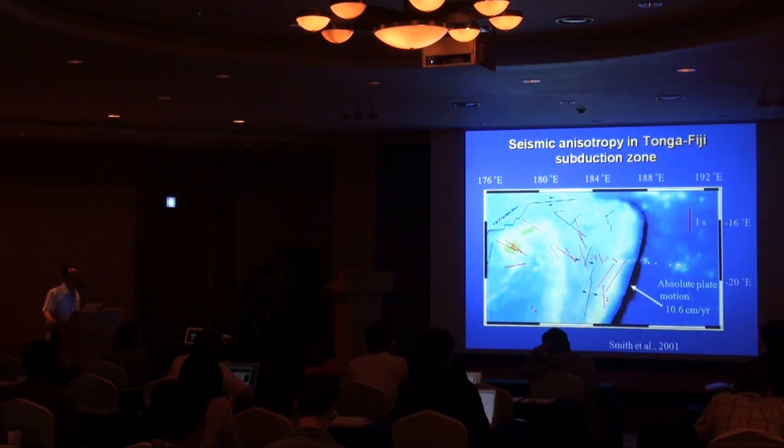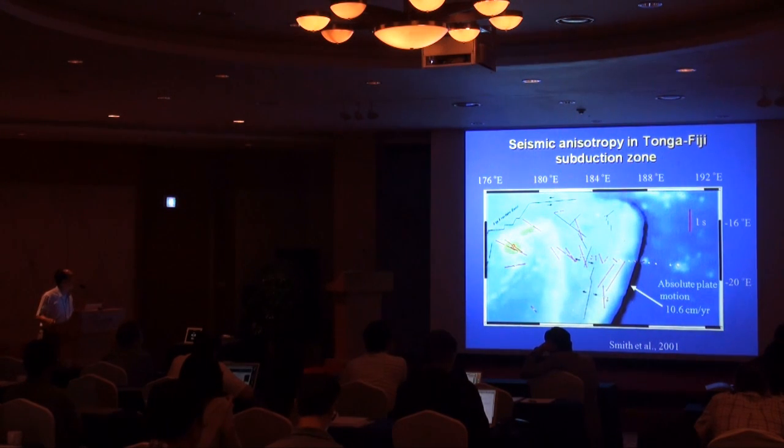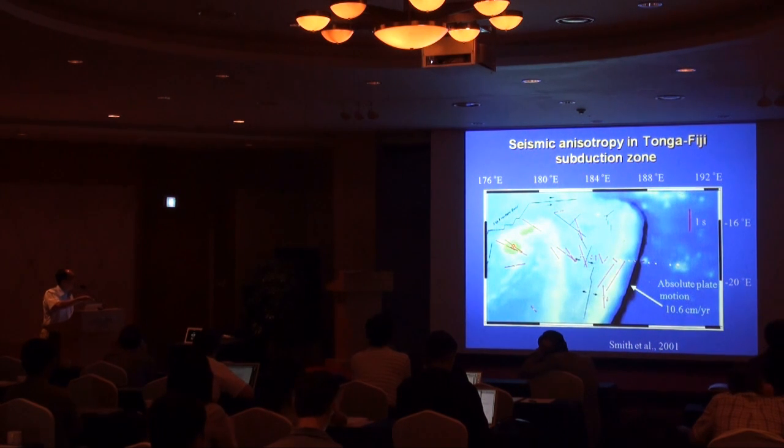This is an example showing seismic anisotropy in the Tonga-Fiji subduction zone. The Pacific plate subducts down. The black color shows the trench. The red bars show the polarization direction of the fast shear wave, showing here nearly trench-parallel seismic anisotropy. What causes this trench-parallel seismic anisotropy? There are some models proposed.